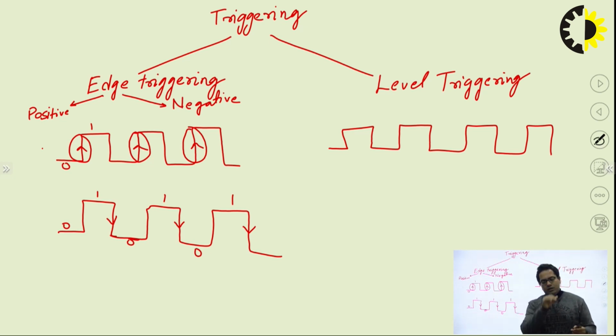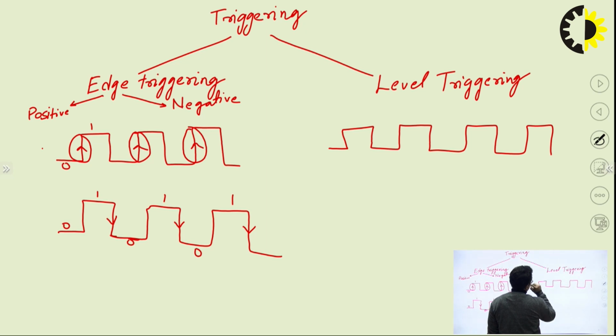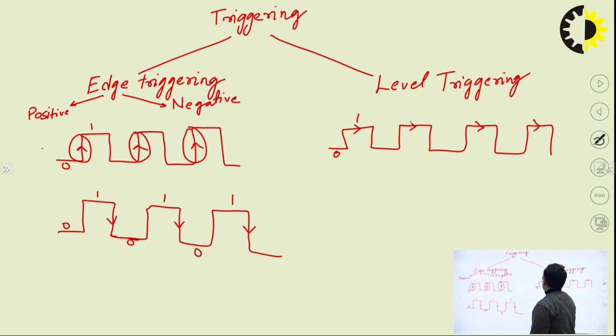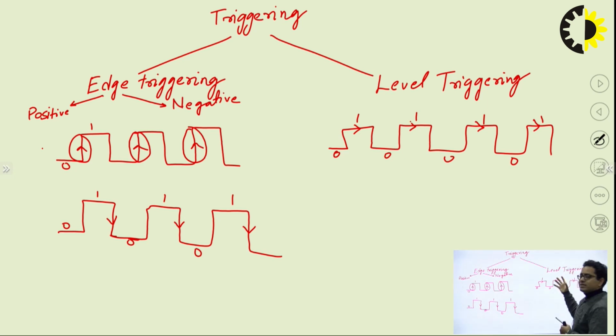These are the levels. So what is the meaning of level triggering? This is 0, this is 1, 0, 1, 0, 1 and again 0, 1. If I say that my device is level triggered, its meaning is that it is going to respond only at level 1. The moment it sees a 1, it will respond.